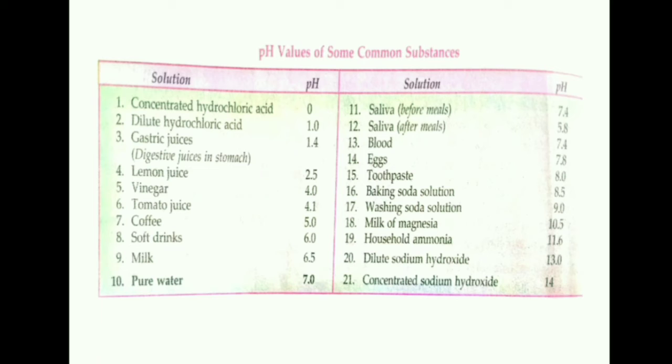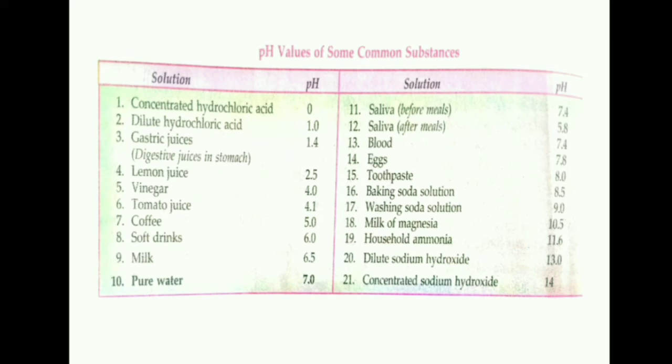Well, I have some pH values of some common substances, like concentrated hydrochloric acid, which is 0, so a very strong acid. Dilute hydrochloric acid is also strong. Gastric juice is a strong acid. Lemon juice, at 2.5, is moderate. Vinegar is moderate.